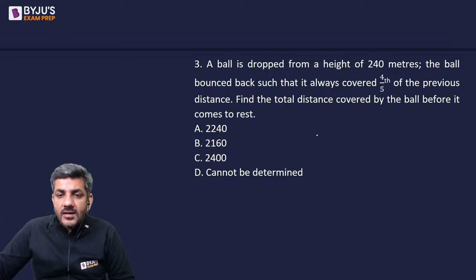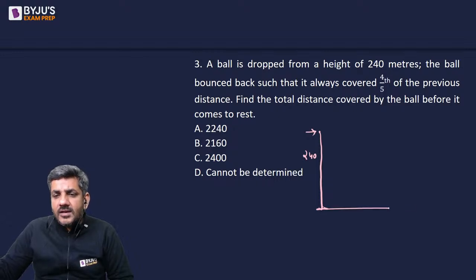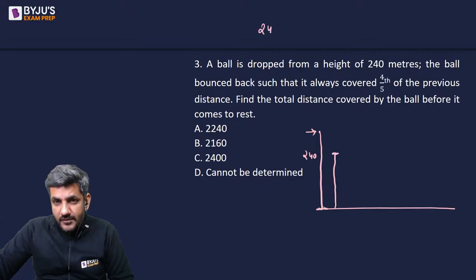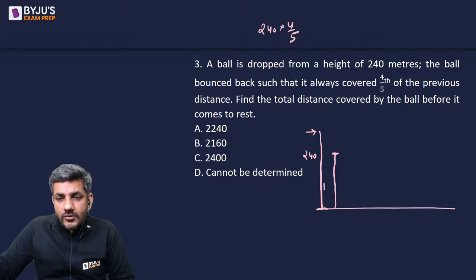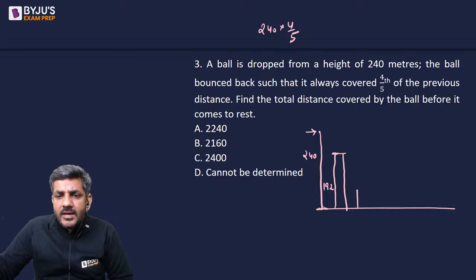A ball is dropped from a height of 240. So this is the height of 240 from where the ball is dropped. After coming to the ground, it rebounds by 4/5 of the previous height. Now 4/5 of 240 would be 192. So that means it will rebound by 192, and of course it will come back by 192, but next time it will rebound by 4/5 of 192.